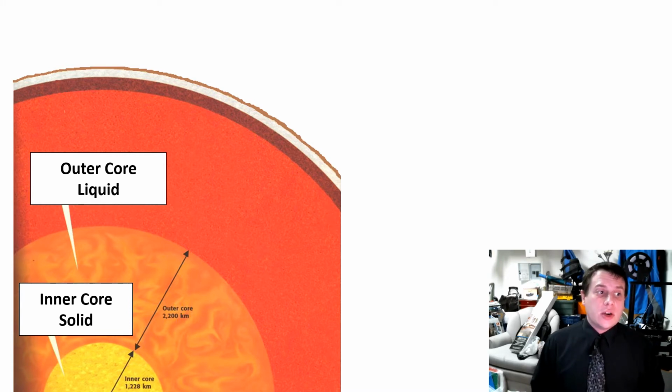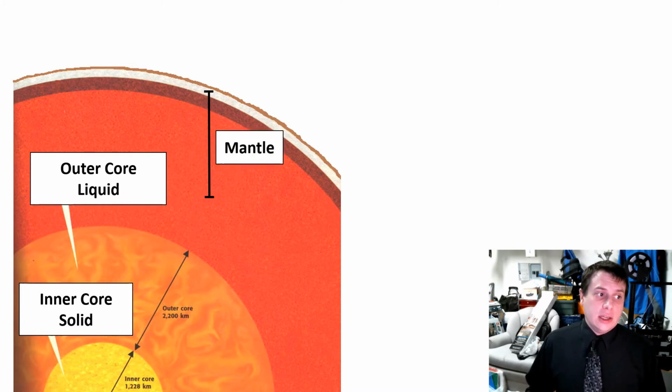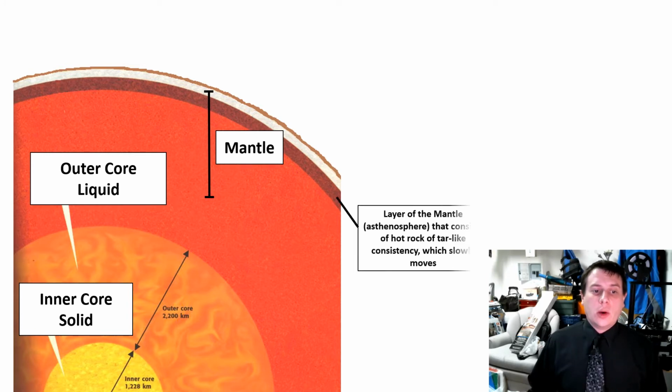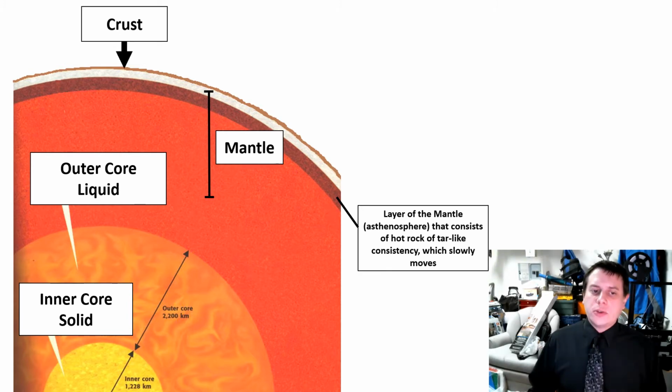All right, so let's go ahead and get started. So just a quick review. We want to remember that we have different layers to our planet. So starting off, we have the inner core, which is solid, the outer core, which is fairly liquid, followed by the mantle, which extends from the outer liquid core up to the top, and that top layer where we live is the crust.